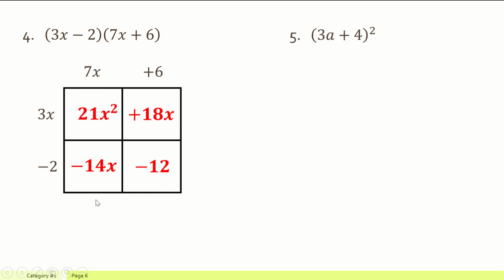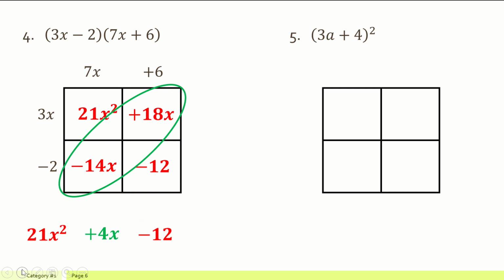Not quite finished here. These four terms inside the box, we have to see if any of them are like terms. So let's go ahead and bring down the x squared. It's all alone. But these two, 18x and negative 14x, will combine to give you a positive 4x. And then the constant at the end, negative 12, is brought down. So there is our product, or our trinomial.